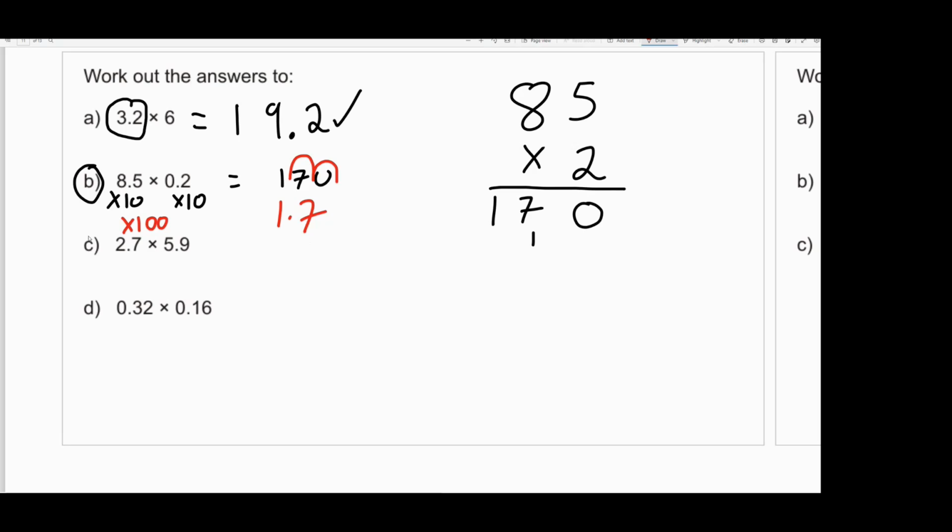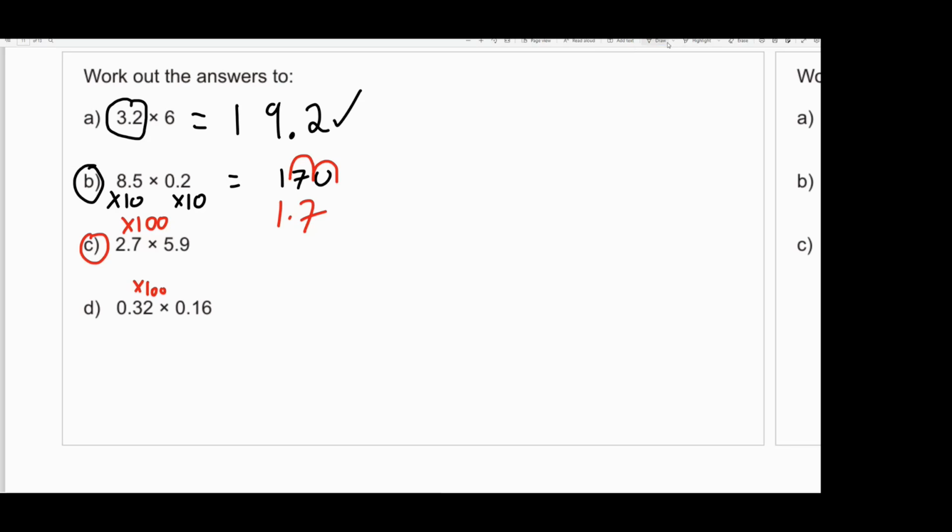So then with the next one, I think the way you've done it now, Josh, is you would times the 27 by 10 and the 5.9 by 10. But really, you times by 100. You would have to do 27 times 59. And then you would have to divide the answer by 100.